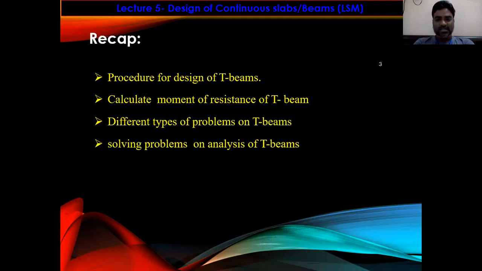According to that you can determine the moment of resistance. Then we solved three problems on analysis, where for the given section we determined the moment of resistance corresponding to the depth of neutral axis, covering all three cases. Finally, we discussed the design of T-beams and solved two example problems for better understanding. So this is what we discussed last class.